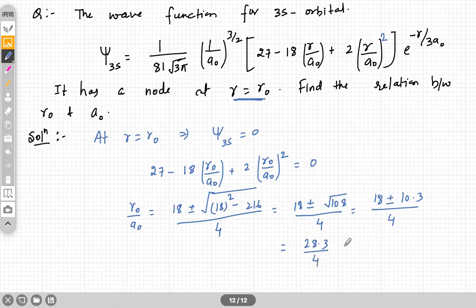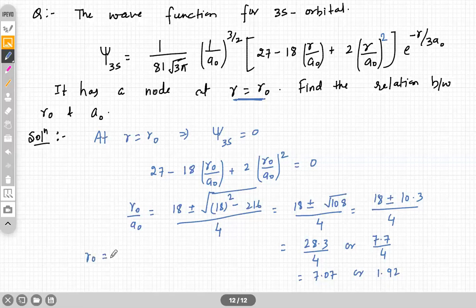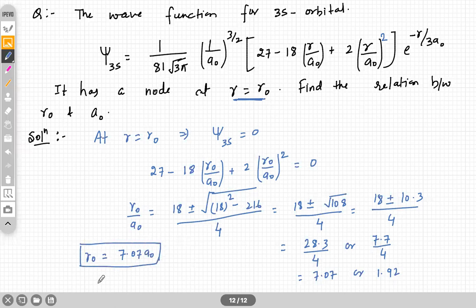So we'll get here 28.3 divided by 4, or we'll get 7.7 divided by 4. So what is this value? We are getting 7 point something. 28.3 divided by 4 is 7.07, and this value is 7.7 divided by 4, 1.92. So R naught is equal to 7.07 A naught, and R naught equals 1.92 A naught. This is the possible relation of R naught and A naught here.